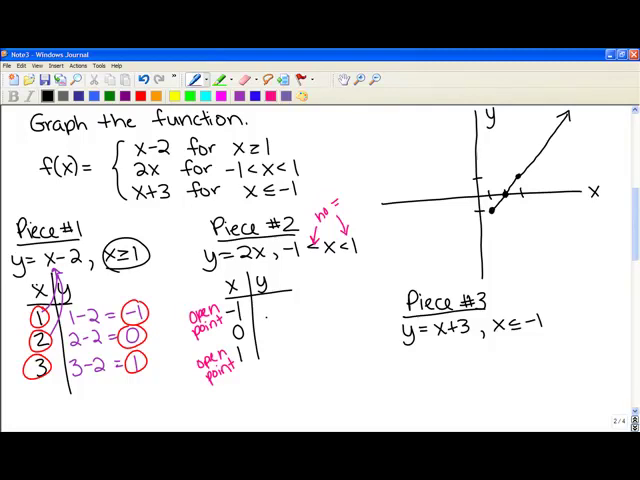So now we need to figure out these y values. So we'll take negative 1 and plug it in. So 2 times negative 1 is negative 2. Then we'll plug in 0. 2 times 0 equals 0. And then plug in 1. 2 times 1 equals 2. So now we have the particular points. We've got negative 1, negative 2. So let's graph that one.